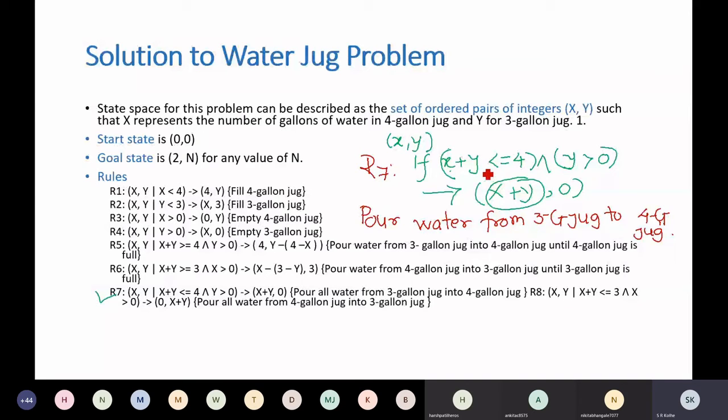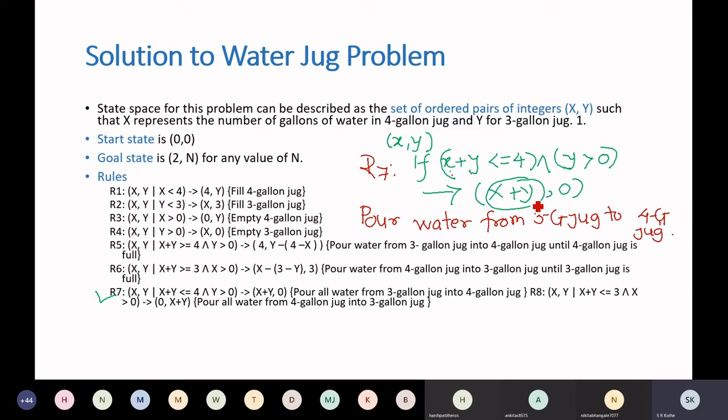Mathematically you will define that in this way: if x plus y is less than or equal to 4. Why is this required? Because the first jug will always contain at most 4 gallons of water. So if it contains less than 4 gallons of water, in that particular case you can pour water from the 3-gallon jug to the 4-gallon jug. So the 4-gallon jug will contain the addition of the water that was in the 4-gallon jug and the water in the 3-gallon jug.